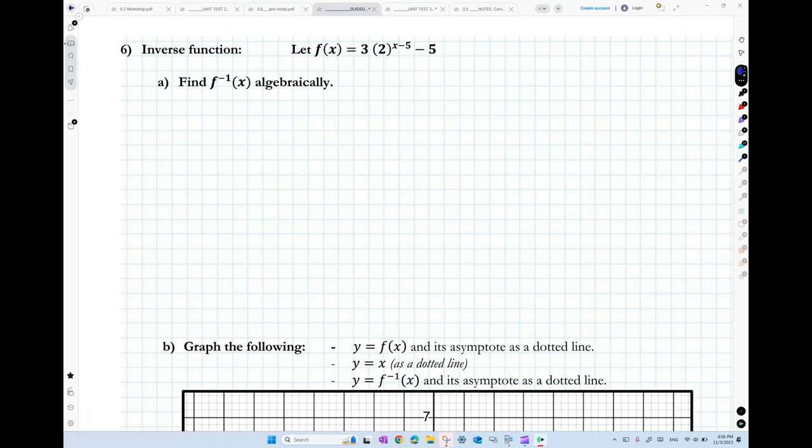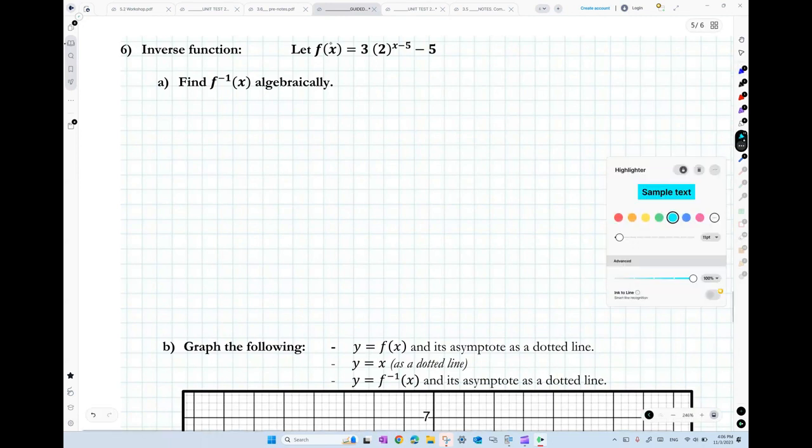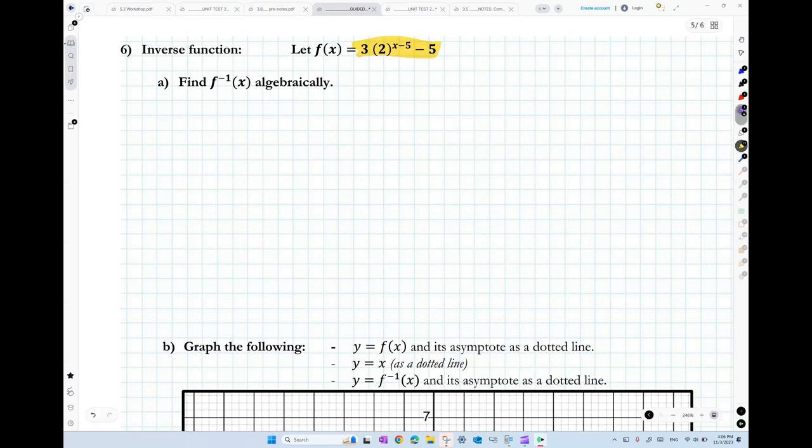Question number 6 about inverse functions. Find f inverse of x. You first move, remember, inverse functions exchange x and y. So I'm going to rewrite the expression of f of x, but instead of x, I'm going to put y: 3 times base 2 of y minus 5, minus 5. And we'll set that equal to x.